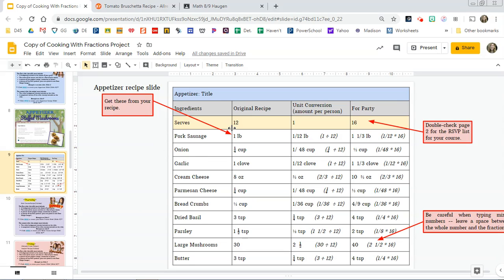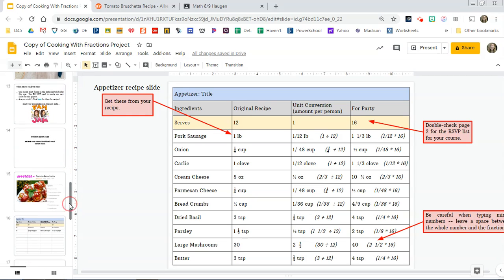So here's the classic appetizer example. Put the ingredients here. Put how much of it. Divide by how many people it says it serves, and then multiply by 16 because that's how many people are coming. So here, let me show you it better.